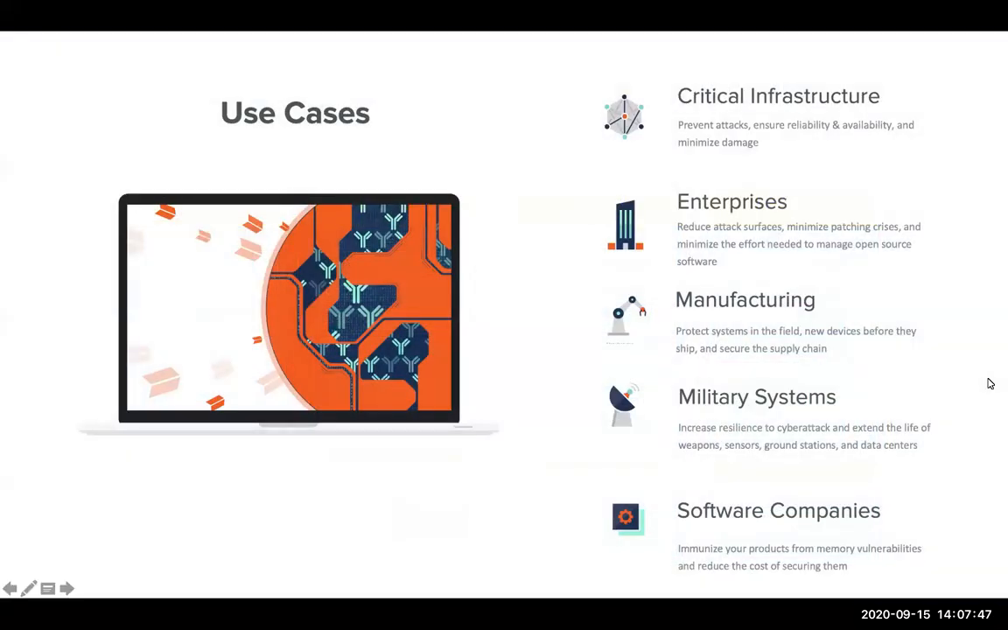So what are some use cases? Alchemist is deployed in critical infrastructure for embedded systems, enterprises with IT infrastructure, open source solutions, et cetera. It's applicable to manufacturing and military systems that are highly customized and specific, but then also for software companies that are just producing software for businesses or consumers to use.